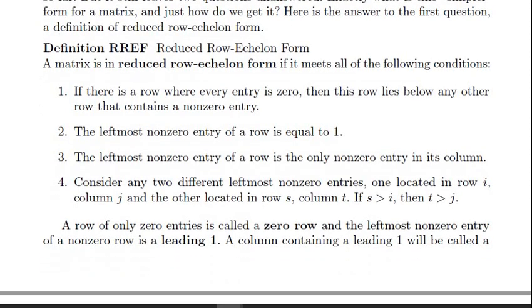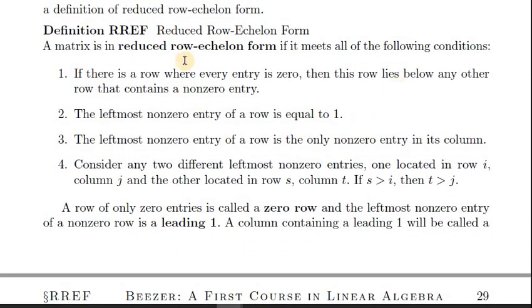Here's the definition of reduced row echelon form. This is the form that we're going to change our matrix into for any augmented matrix. Okay, so first condition. If there's a row where every entry is 0, then this row lies below any other row that contains a non-zero entry. So all 0 rows at the bottom. Number 2. The leftmost non-zero entry of a row is always equal to 1. So if the row has any non-zero entries at all, the first non-zero entry is a 1.